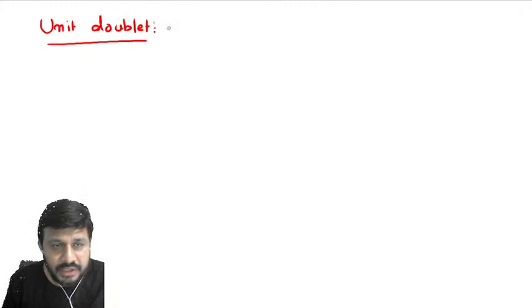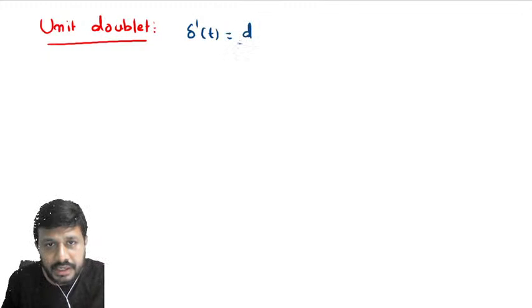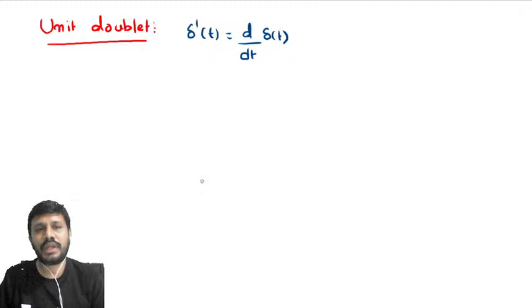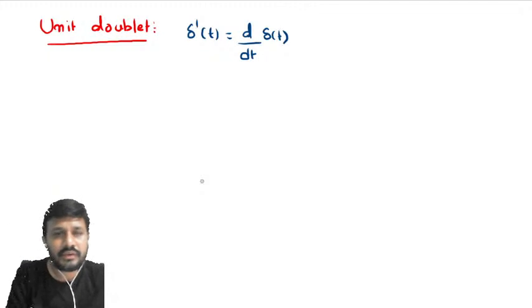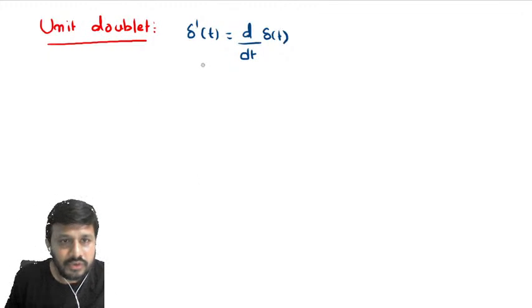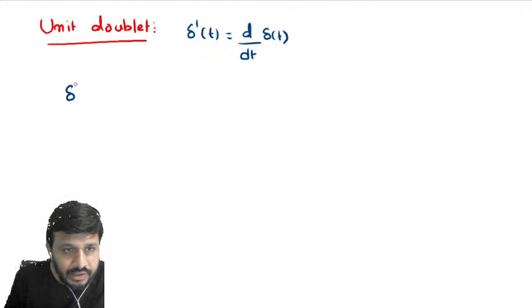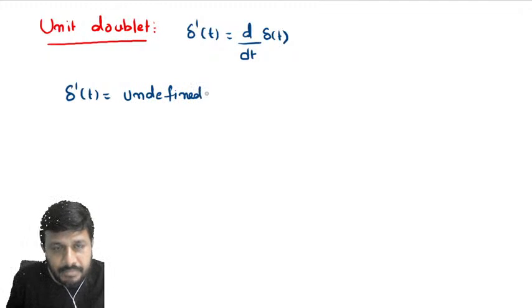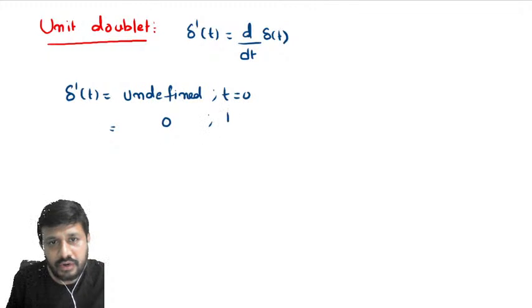First of all, unit doublet is denoted by del dash of t, d by dt of del of t. The signal which is obtained by differentiating a continuous time impulse signal is known as unit doublet. So how are we going to define this? Here the unit doublet signal denoted by del dash of t is defined as undefined at t equal to 0 and 0 for t not equal to 0. This is one definition I can give.